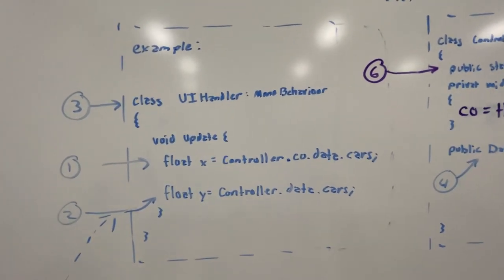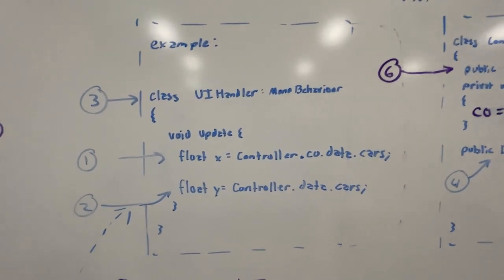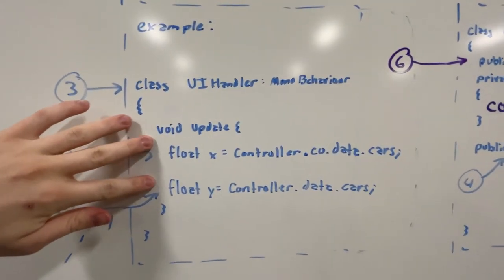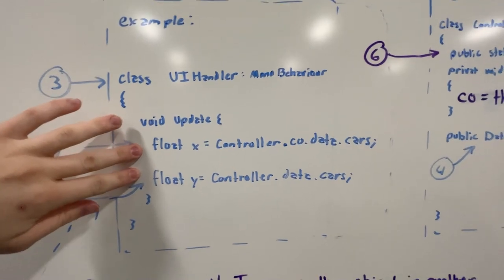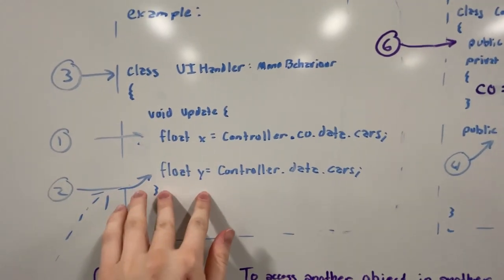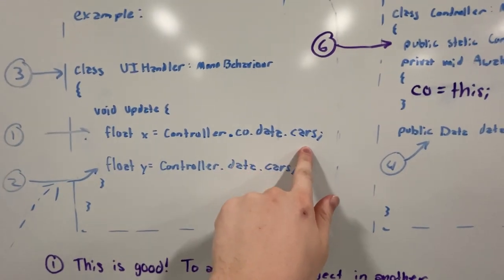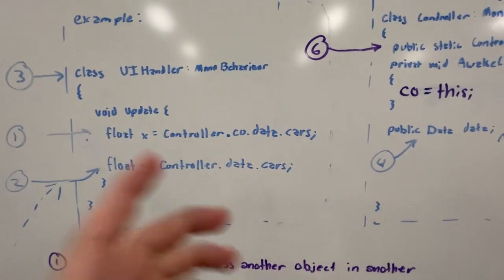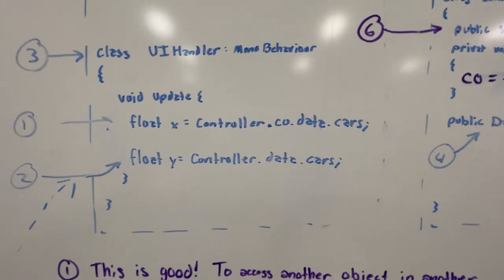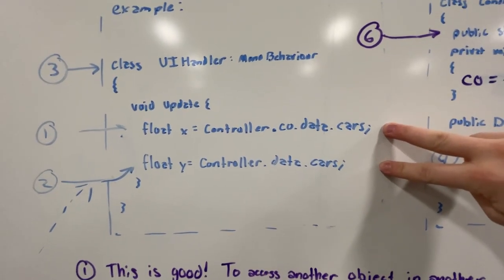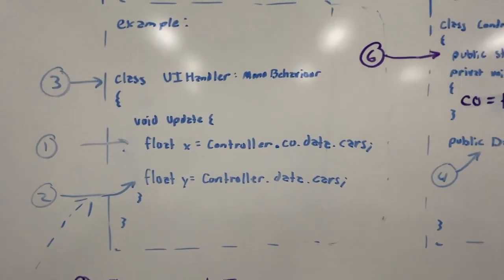We're not doing that in this example, but this is just to prove a point. So you see in our update method here, we're trying to do two things. We're trying to set a float X and a float Y. The first one being, we're trying to access this cars variable. Well, we're doing that for both, but we're doing it two different ways. One is not right and the other is.